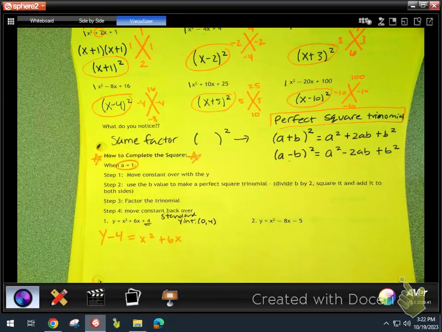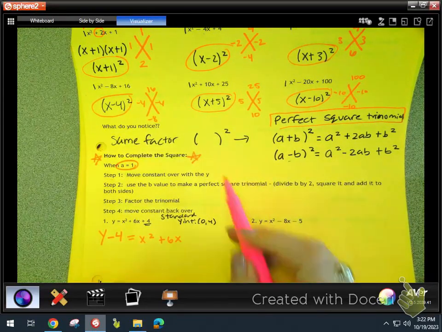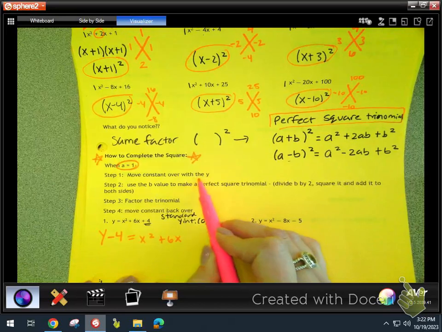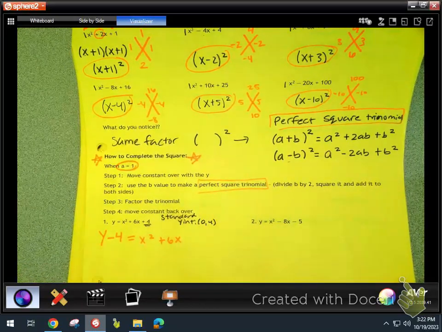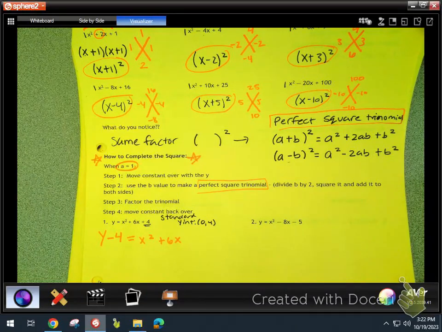Now, step 2, my goal in theory is to make the right-hand side a perfect square trinomial. I want to turn it into a squared plus 2ab plus b squared, or a squared minus 2ab plus b squared. So I'm going to manipulate this equation. I'm going to tell you how, but remember, it's an equation. So if I manipulate the right-hand side, I also have to manipulate the left-hand side. So it's all about keeping it balanced here, okay?